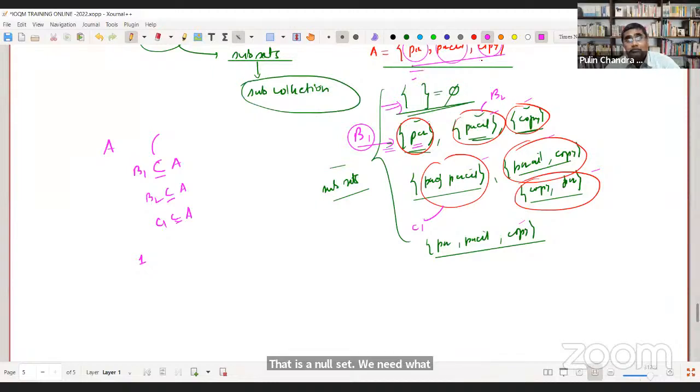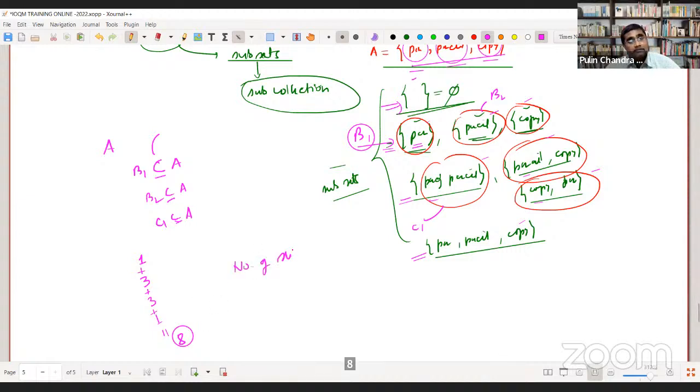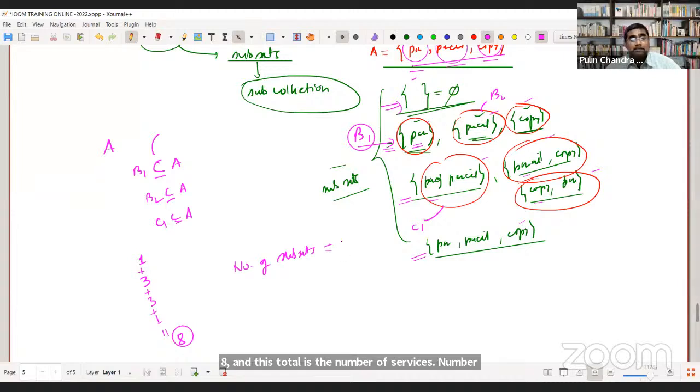Whenever we have picked up individually one item out of 3 items, how many items have we selected? 1 item only. So that is done in how many ways? 3 ways. Then we have taken two items at a time. That also you can count, we have done in 3 ways. And last, all the items, because there are 3 items only, that also in 1 way. So whenever we add this up, this totals out to be 8. And this total is the number of subsets: 8.